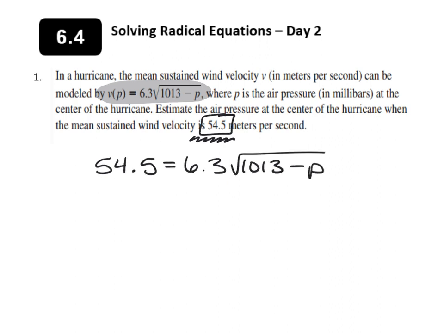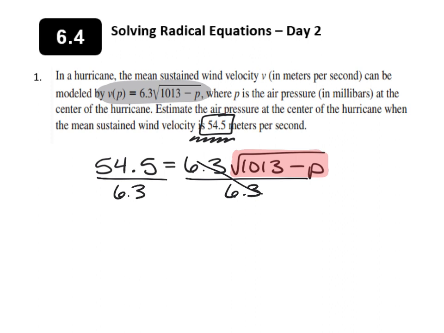And if we look at doing that, if we replace the V of P with that value, 54.5, we now just have a problem like I showed you on the first example right here, which means what am I going to do first to start solving for P? Divide by what? Because you're right, but divide by what? 6.3, because we want to isolate the square root, we divide by 6.3 on both sides.